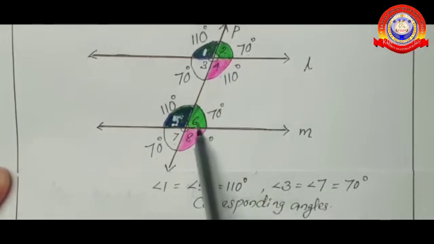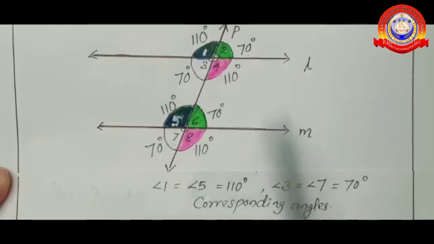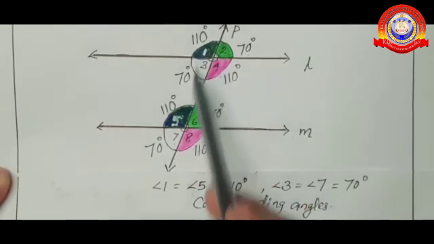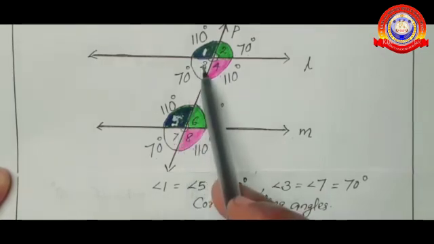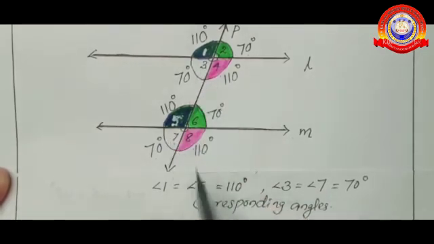Here, angle 2 and angle 6, angle 4 and angle 8, angle 1 and angle 5 and angle 3 and angle 7 are corresponding angles. So, when two parallel lines are cut by a transversal, corresponding angles are equal. There are 4 pairs of corresponding angles.